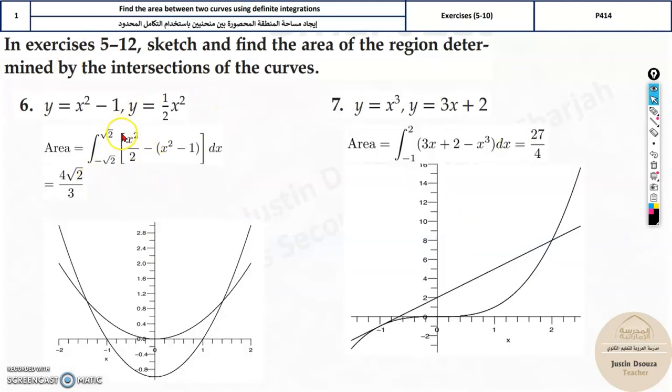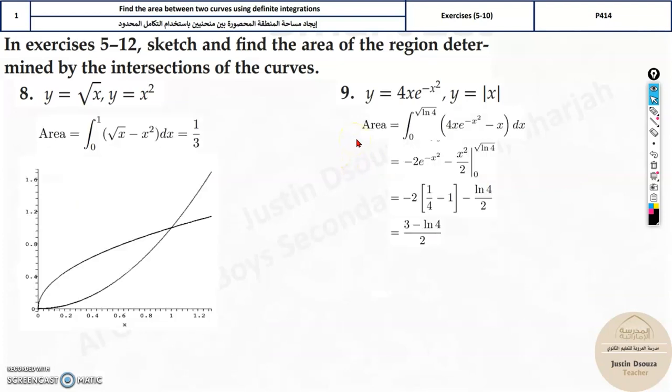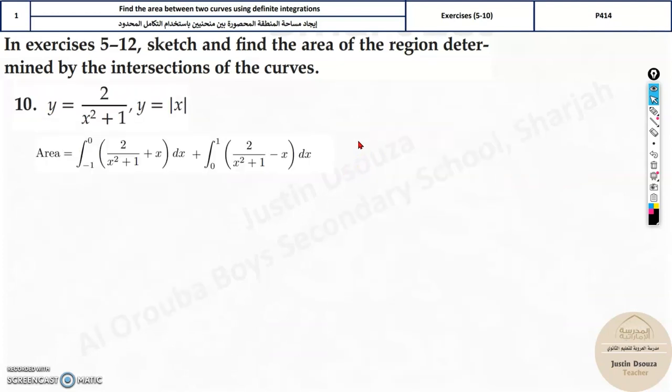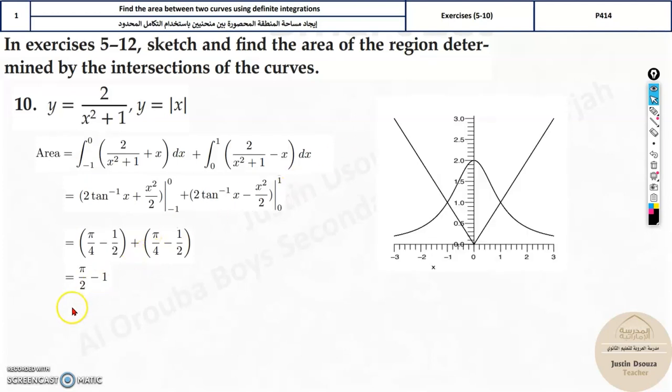It's just the upper function minus the lower function and directly put it in the calculator. It's all direct in calculator because it's definite integrals. So you can just look into the answers one by one and do check your answers. So that is about the first topic. Please stay tuned for the next topics and the coming videos. And please double check your graphs as well.